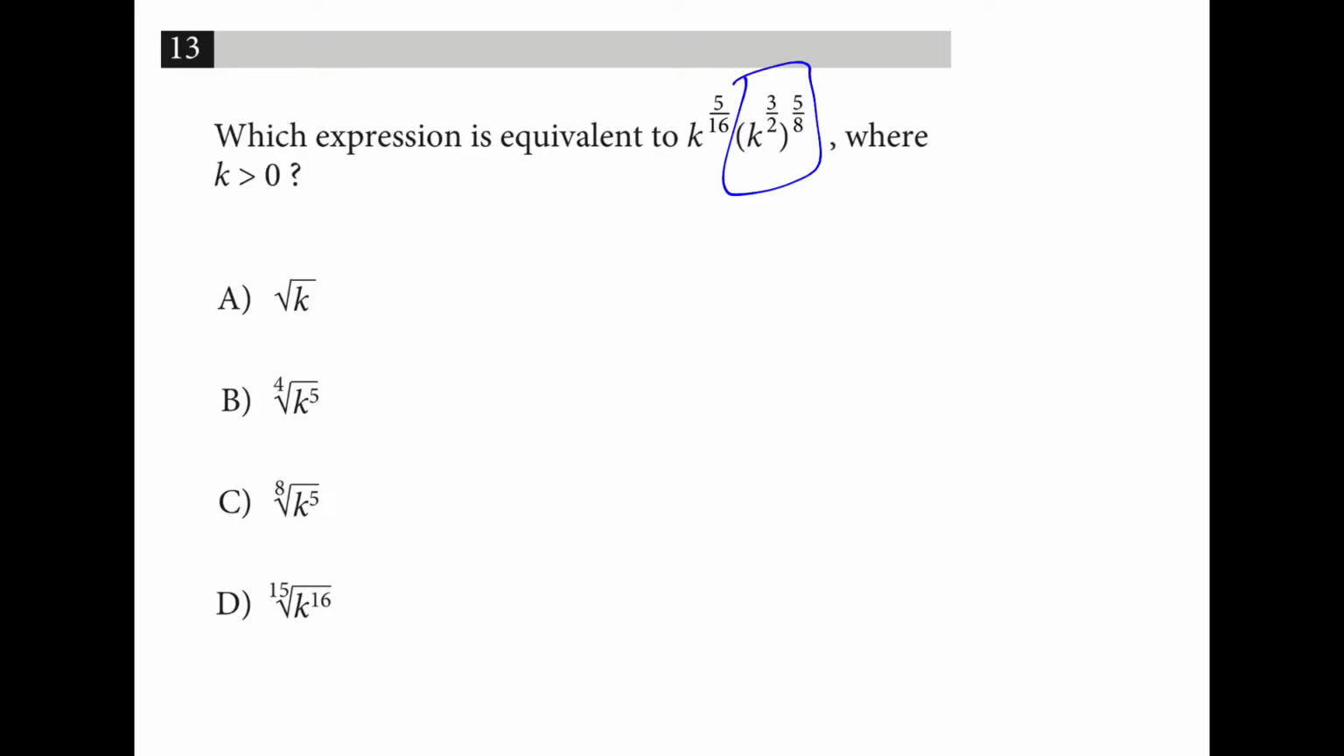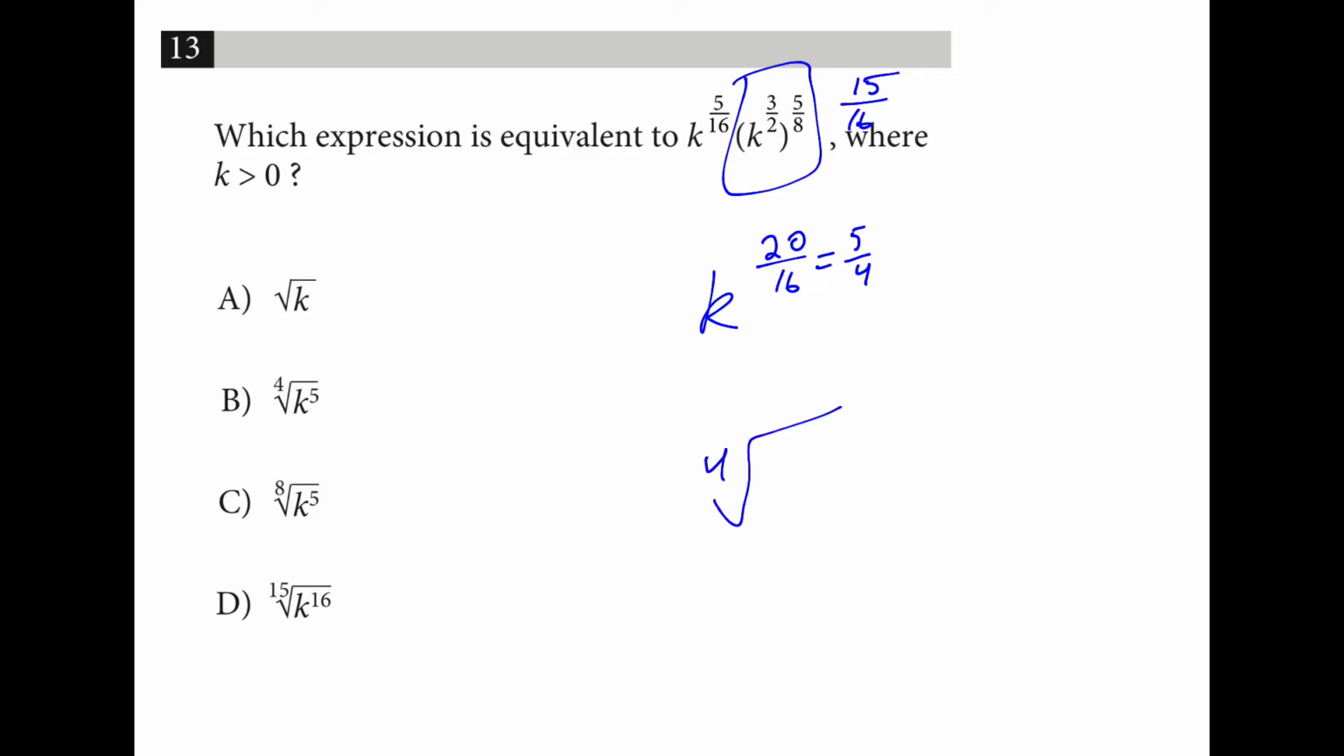So this part is power to a power, which means I multiply. 3 times 5 is 15, 2 times 8 is 16, so that's straight across. Then k to the 5/16 times k to the 15/16. They have the same base, and I'm multiplying, so I just add. So this ends up being k to the 20/16, which is the same thing as 5/4.